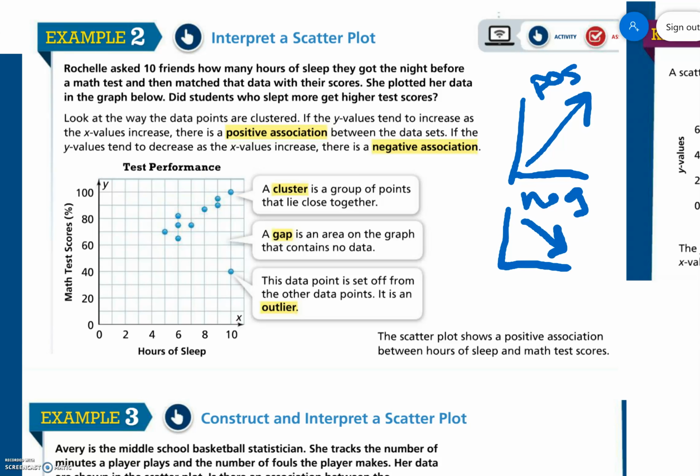So a cluster is a group of points that lie close together. A gap is the area on the graph that contains no data, and this point is offset from the other data points. It's an outlier. So this is a cluster because they're really close together. This is a cluster, they're close together. Here's our gap where there's no data points. And this guy, he's an outlier. He's by himself. He's sad.